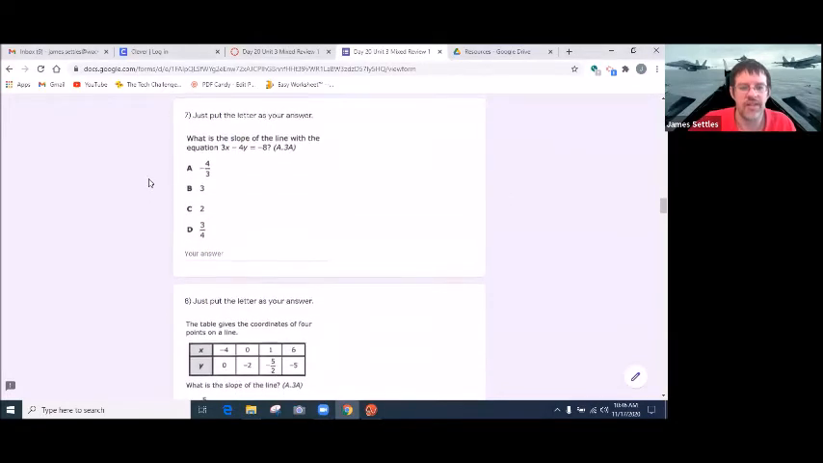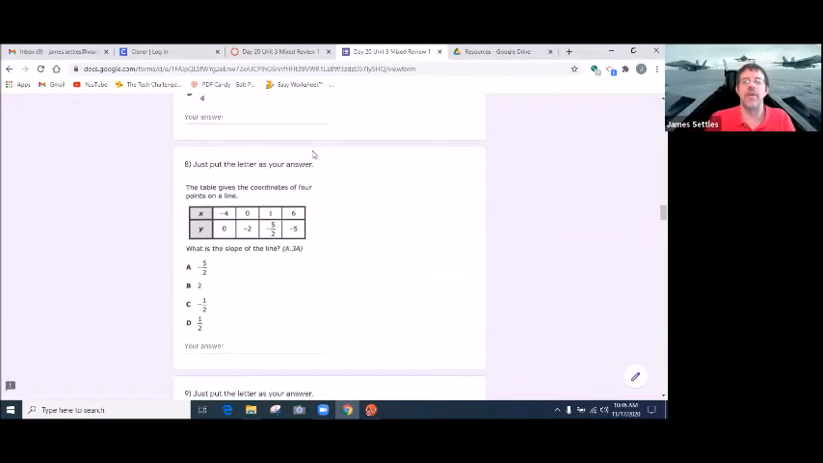So number 8. Okay, number 8 can be a little difficult here. This right here is asking for slope. There's no y equals here, so it can be a little bit difficult. This is where we're subtracting y's on top and x's on the bottom. So focus in on the y's. Everything in you is going to want to put the x's on top.